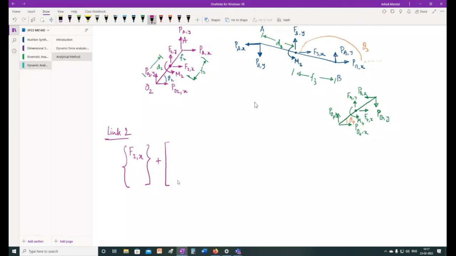So the first row represents force balance in the x direction. What are the forces? Joint forces PO2X, PO2Y, and then you have PAX, PAY. And this is equal to the mass of link 2, M2, multiplied by, for the force balance in X direction, the acceleration of the center of mass, G2.